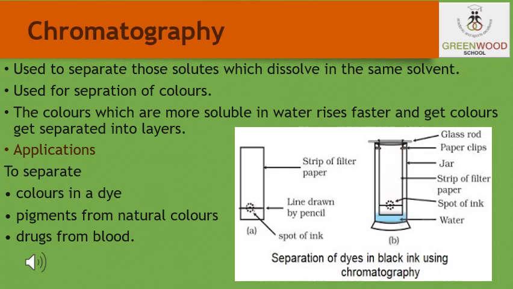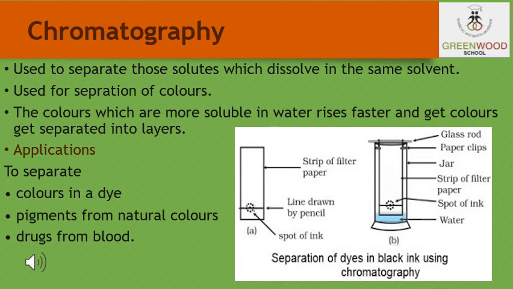The term chromatography is based on the Greek word chroma, which means color. This technique was first used for the separation of colors. Chromatography is the technique used for the separation of those solutes that dissolve in the same solvent. The separation of the different components of a mixture depends upon their different solubilities in the same solvent. For example, the separation of the dyes present in ink by paper chromatography.